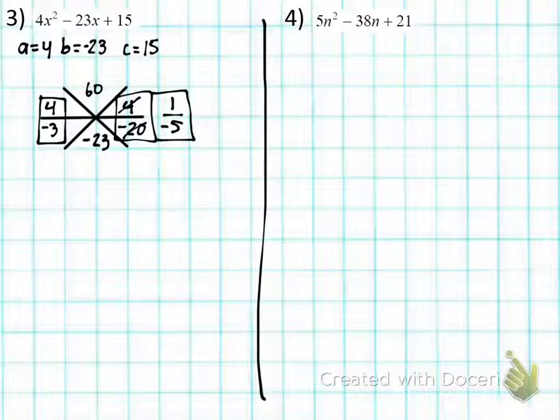Okay? Next step. What's the next step? Okay, 2 sets of parentheses. Okay, 4 what? 4x minus 3 times? Times what? x minus 5. Let me see your work.